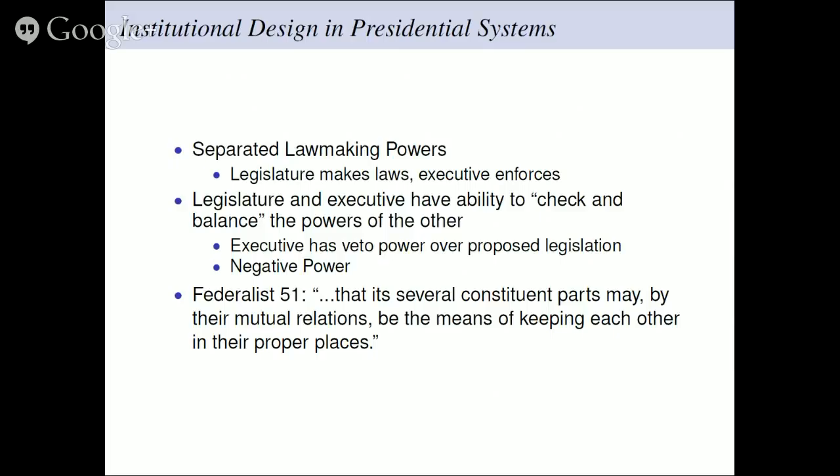On the other hand, they were also fearful of executives. They didn't want to give too much power to one person. By having an executive, you risk that person turning into a demagogue or becoming dictatorial. So by creating a system of separated powers and checks and balances, the framers hoped, they thought that this would keep both of them in their place, so to speak. And again, that's what Madison talks about in Federalist 51.